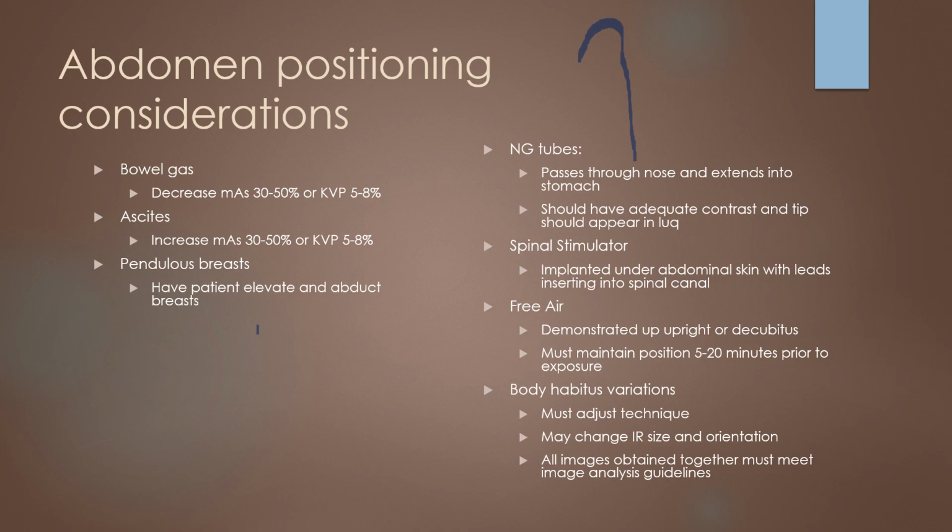Body habitus variations are going to require significant technique adjustments. You also may need to change the IR size and orientation. So if you go from a patient that's 5'2" and 100 pounds, you're obviously going to use a vertical 14 by 17. If you go to somebody that's 5'2" and 600 pounds, then you're looking at possibly even going up to 2 crossways 14 by 17s, or maybe even 3 or 4, depending on exactly what the patient's anatomy looks like.